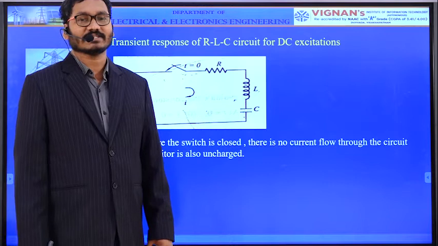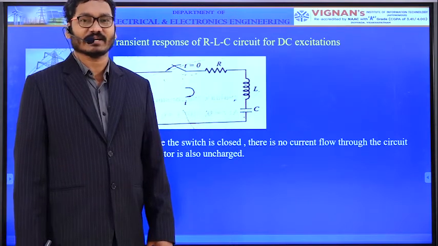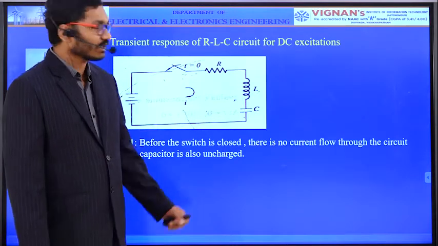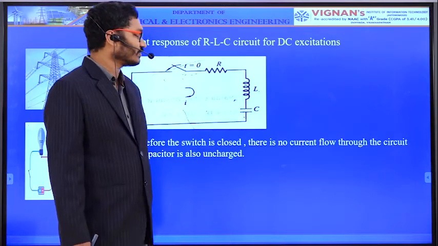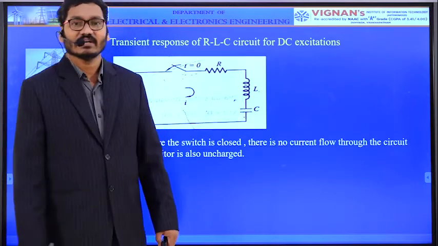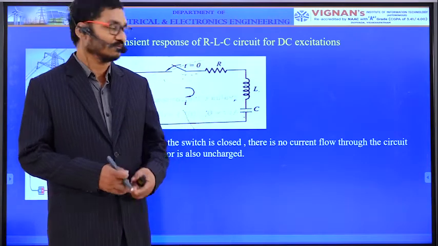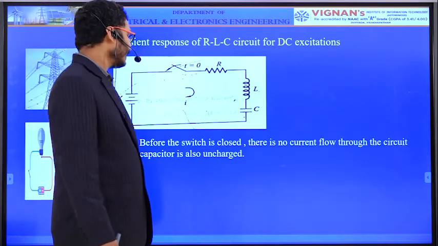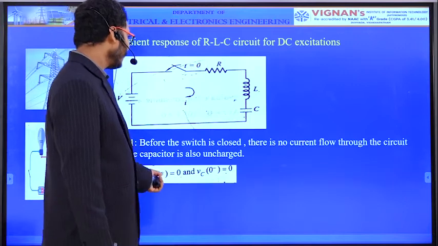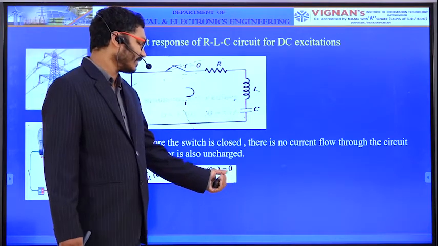The current through the inductor at t equals 0 minus is 0. The voltage across the capacitance is also 0 because the capacitor doesn't have any initial energy. Current is 0, so there is no energy: current is 0 and voltage across the capacitance is also 0.